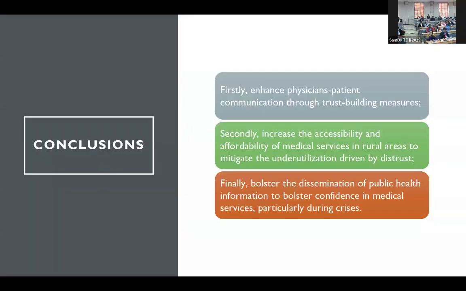So what should we do? I will give some very simple recommendations. We can enhance physician-patient communication, increase accessibility and affordability, and lastly, build confidence in medical services.